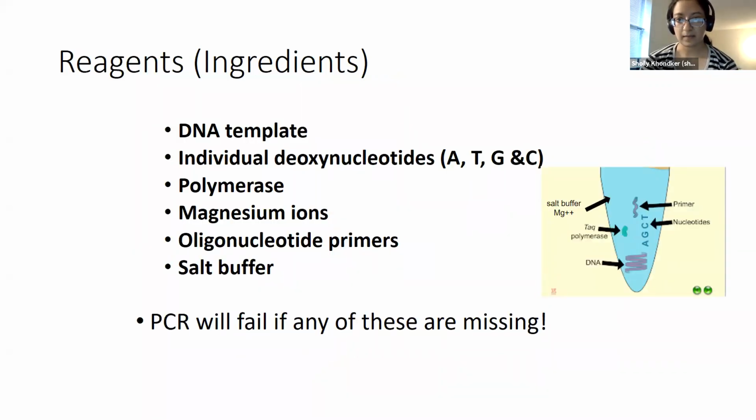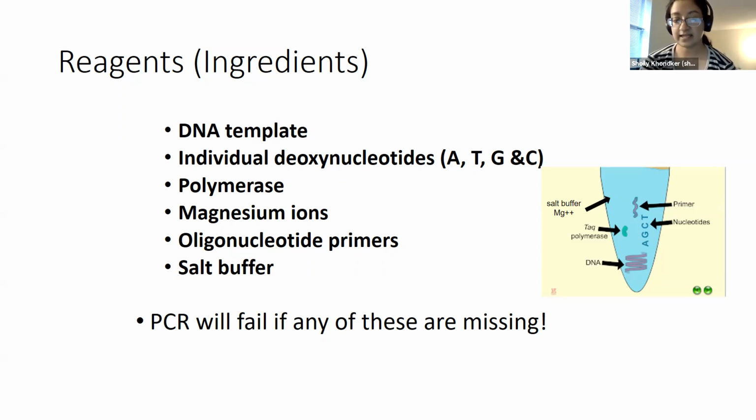So there is a list of reagents that are necessary for a PCR reaction to be successful. If any of them are missing, you're not going to get DNA replication. So the first thing you're going to need is a template DNA. This can be either purified DNA or a plasmid, like I mentioned before, that you already have constructed, and that'll act as your template. You're going to need individual deoxynucleotides. So those are your A's, T's, G's, and C's.